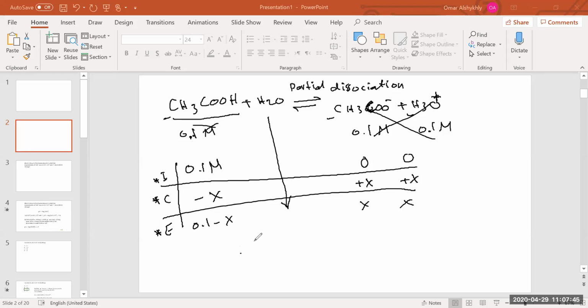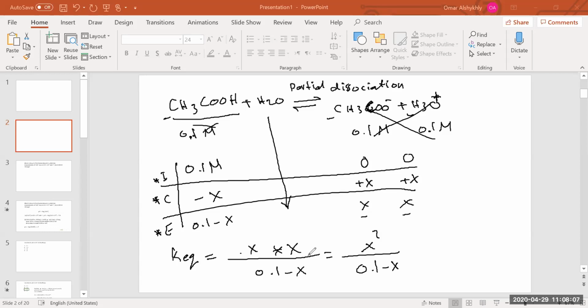And then, of course, for the equilibrium expression, the products, which are this one and this one, x times x divided by 0.1 minus x. That will give us x squared divided by 0.1 minus x. And then we will solve the problem to find x. We will do the same thing, the approximation, 0.5%. It will be valid if it is less than 0.5%. And we can also use the quadratic equation to find x if it's complicated.